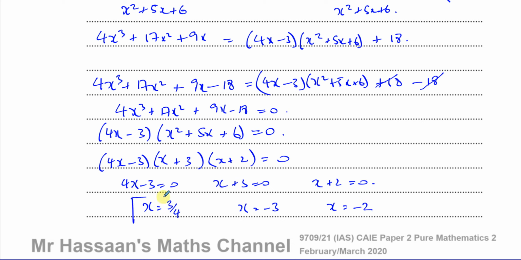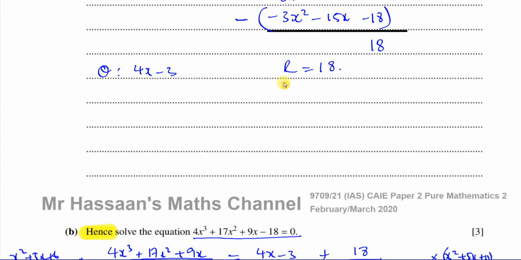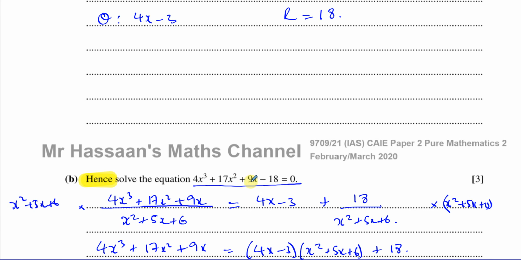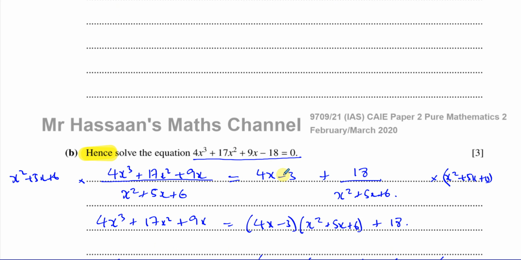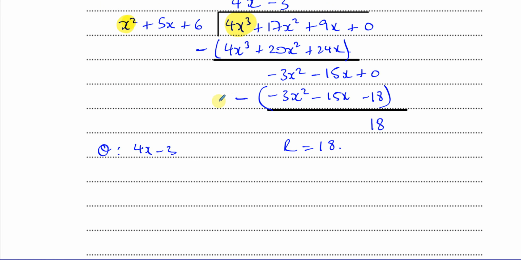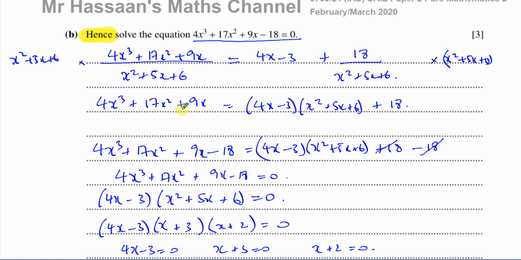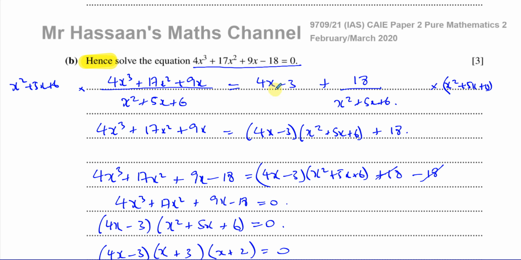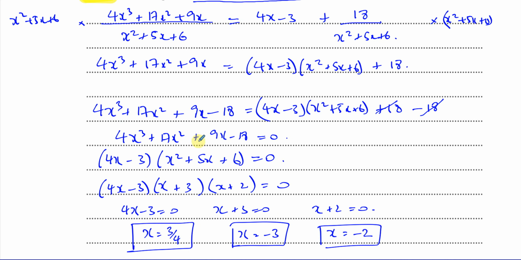So these are our three solutions for this equation, which we solved using the result from the first equation. Without that, we wouldn't have been able to factorize this very easily. We'd have to guess some factors, but we were asked to use the first answer, and this is how you'd use it. If you divide these, this is your quotient, this is your remainder, multiplying through by x squared plus 5x plus 6, you're left with this. Take away 18 from this side and that side, you have this in factorized form, and you can then fully factorize and solve.